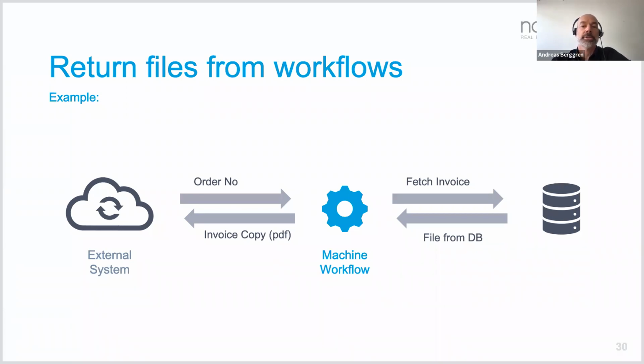So the external system sends a request to the machine workflow. The machine workflow might take the order number as input, and the workflow queries the database for the invoice file and returns the data stream to the external system.